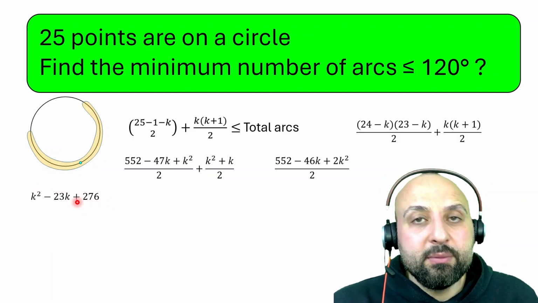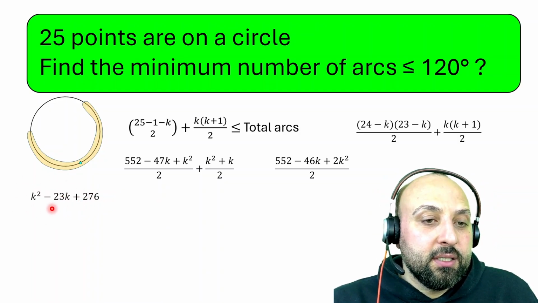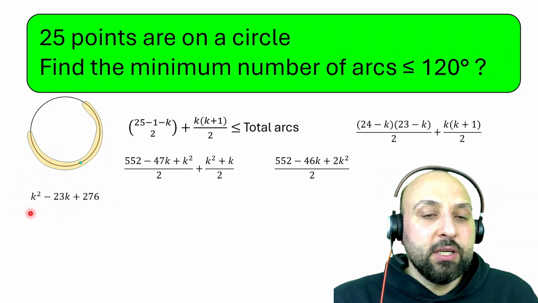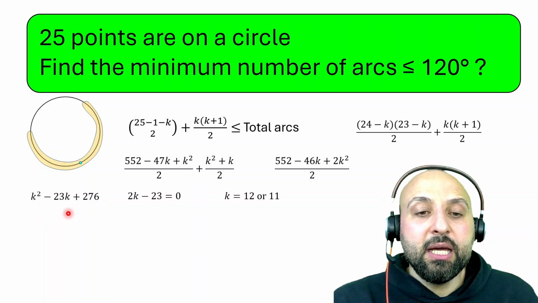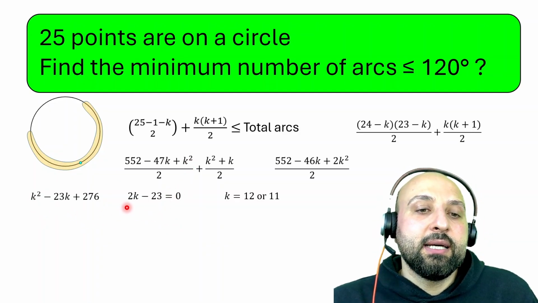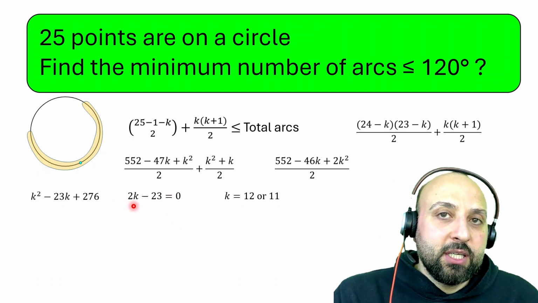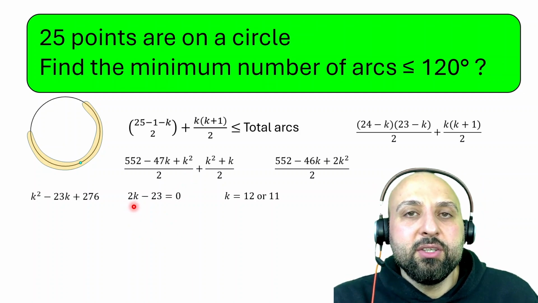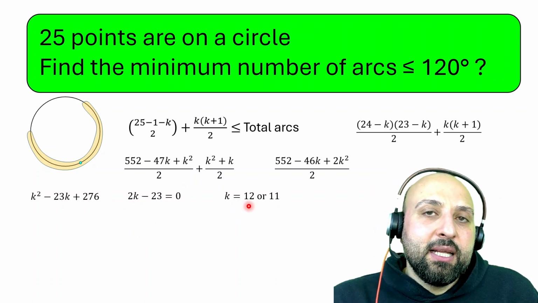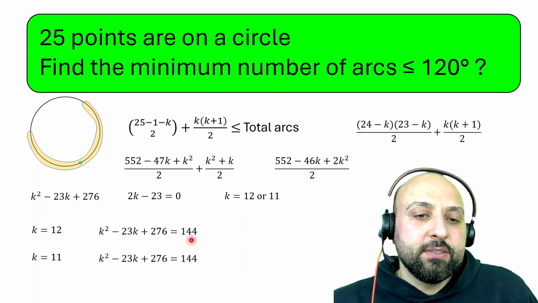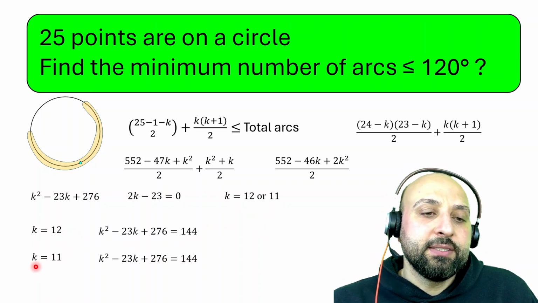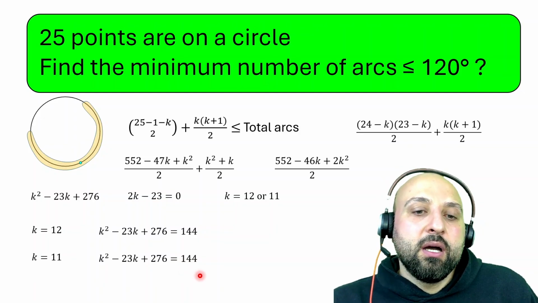So in order to find the minimum of this second order polynomial, we are going to take the derivative. The derivative will be 2k minus 23, and we equate it to 0. And that means k has to be 23 divided by 2. But because k has to be an integer, k is either 11 or 12. We can do the calculation. If k is equal to 12, this value becomes 144. And if k is equal to 11, this value becomes 144.